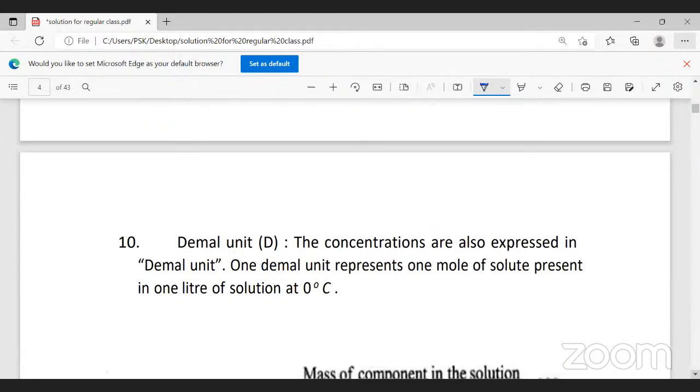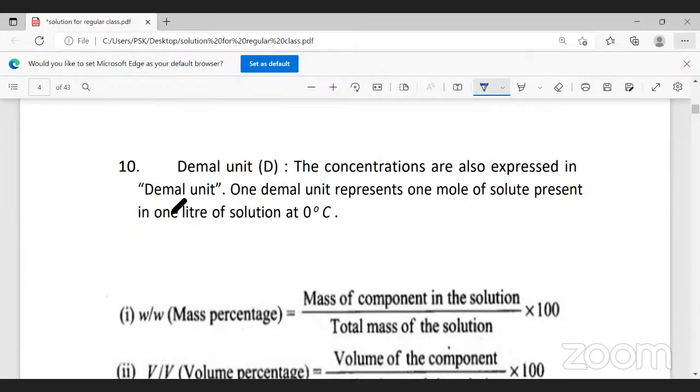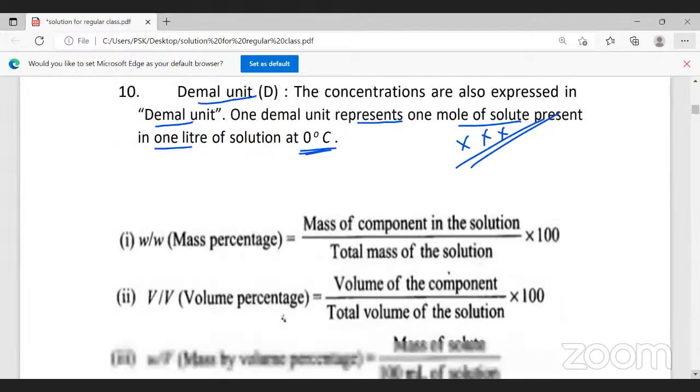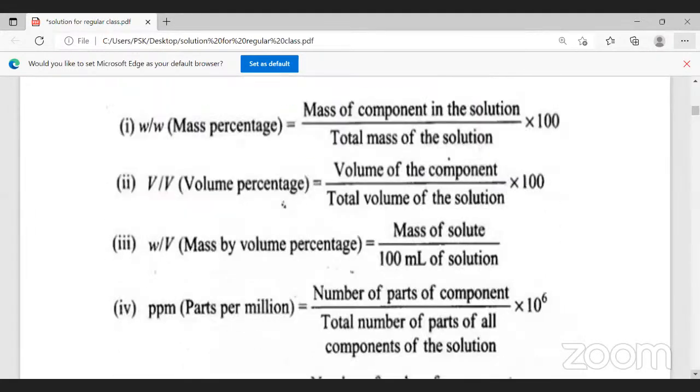And the demal unit, this also we will not be using. It is represented by the letter D. Concentrations are also expressed in demal units. 1 demal unit represents 1 mole of solute present in 1 liter of solution at what temperature? That's 0 degrees. So far, we never spoke about temperature. So if 1 mole of solute is present in 1 liter of solution at 0 degrees, then that is called a demal unit, D-E-M-A-L. This also we will not be talking about in exams. So these are the formulas which you have to remember to work out the problems.